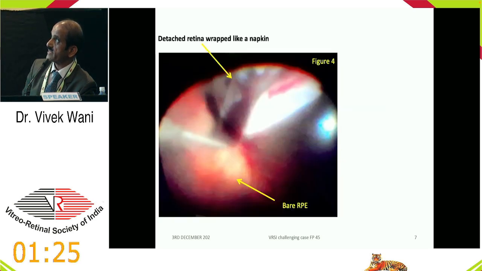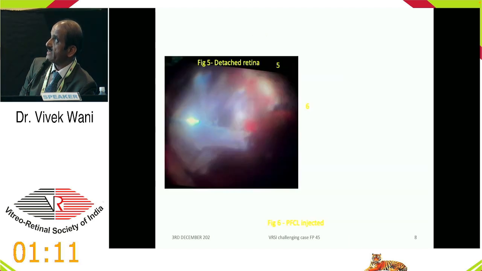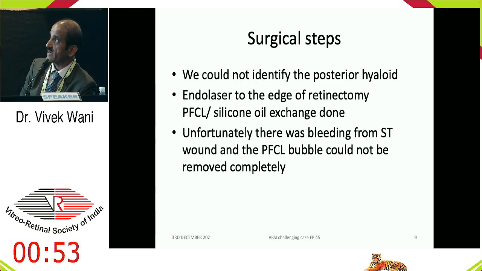So this is the picture. You can see that the whole retina is going up from the disc to the wound, and all the thing you are seeing is actually the bare RPE. There was no other way than to do endocautery and release the incarceration. Then 360 retinectomy. We tried to remove membranes from the posterior surface of the retina. We also tried to remove whatever membranes we could see from the anterior surface of the retina, and then we injected PFCL. And when we did PFCL silicone injection, unfortunately the wound started bleeding and we could not remove PFCL completely.